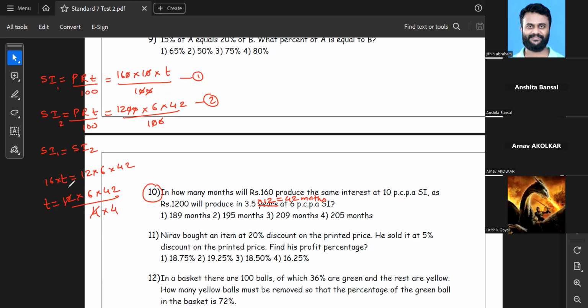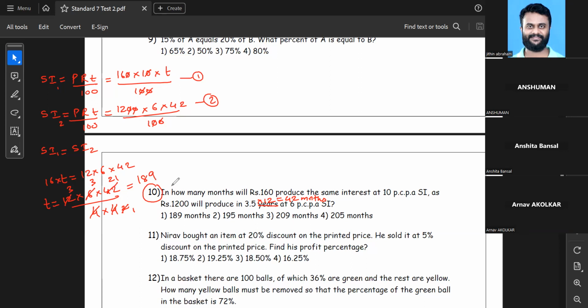4 ones are, 4 threes are, 2 twos are, 2 threes are, 2 ones are, 2 21s are. So ultimately, I get the time tenure as 21 into 3 is 63. Yes, sir, 189. 189 will be your correct answer.